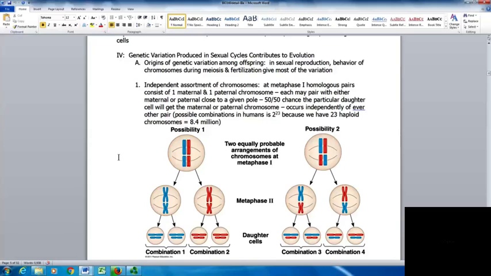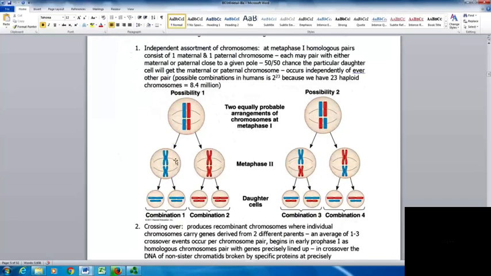So if you were to look at your sperm or your eggs and you wanted to know if you could produce an exact duplicate, it means there's a 1 in 8.4 million chance of producing an exact duplicate based on just the chromosomes alone. So here you can see if they split this way, you're going to get these 4 combinations. If you have this second possibility where you have one from mom and one from dad, then you're going to get these possible combinations.